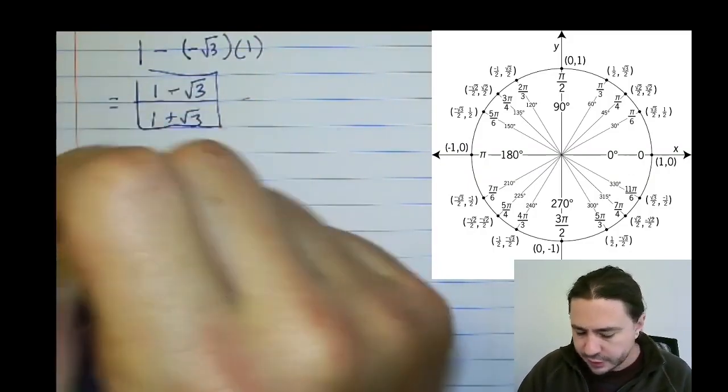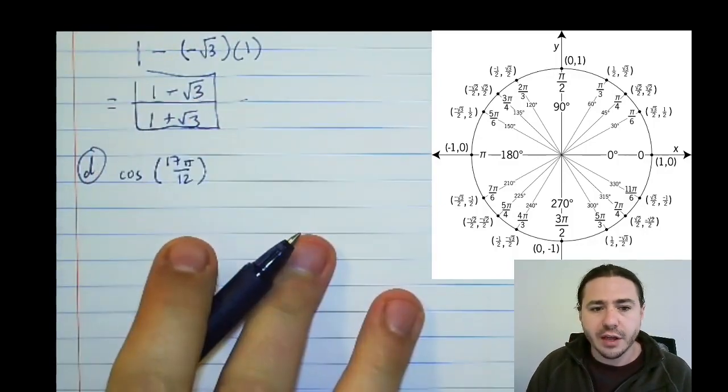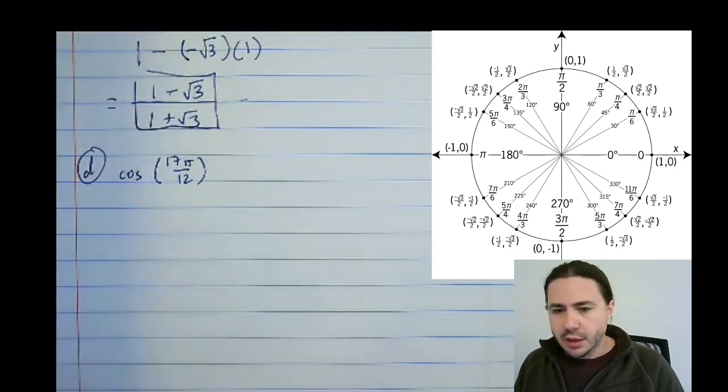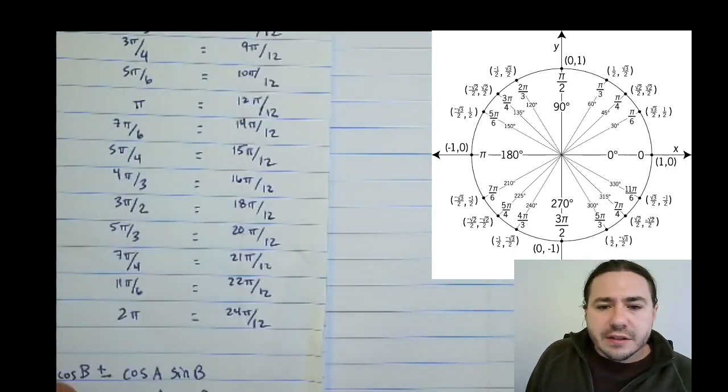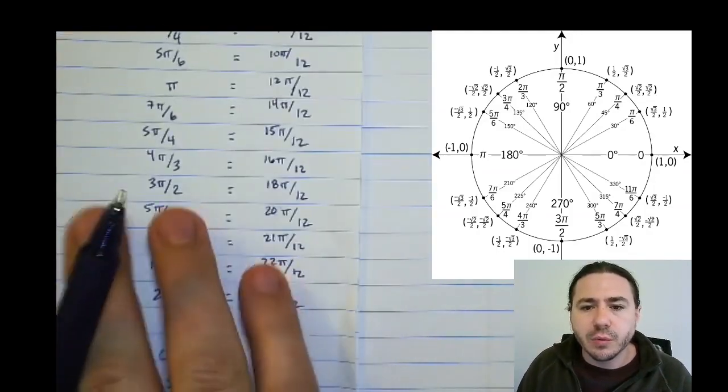So what do we got here, D? We got cosine of 17 pi over 12. So I'm looking for a combination of angle measures that add up to 17 pi over 12. I'm going to break out this list again. I'm trying to get to 17 pi over 12, okay?